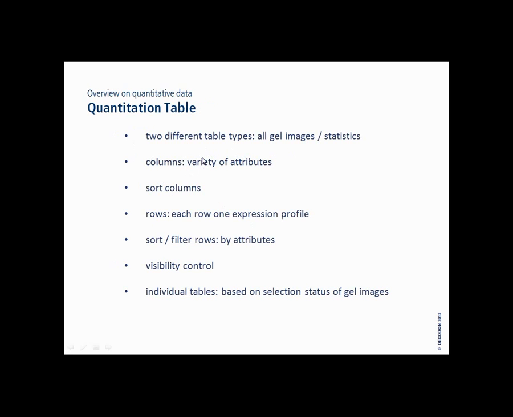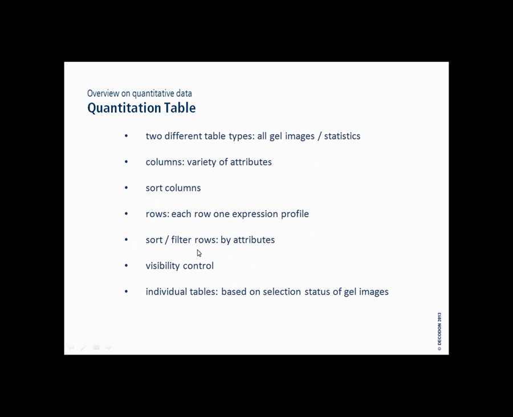The quantitative data is then shown in a quantitation table. There are different types of tables, all gel images and statistics tables. All gel images tables show single image values. Statistics tables only show group values, replication groups. There's a variety of attributes shown in different columns. You can sort by the columns. All tables can be sorted. Each row contains an expression profile, and of course you can sort and filter also the rows by the attributes.